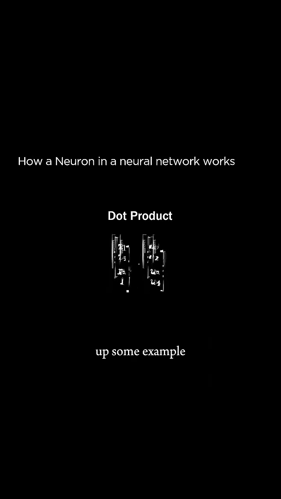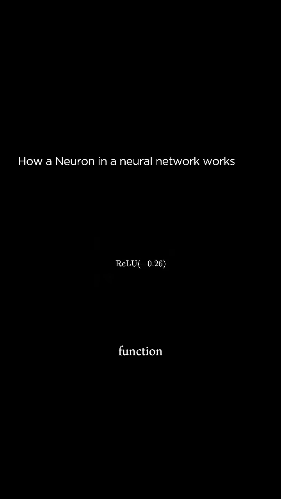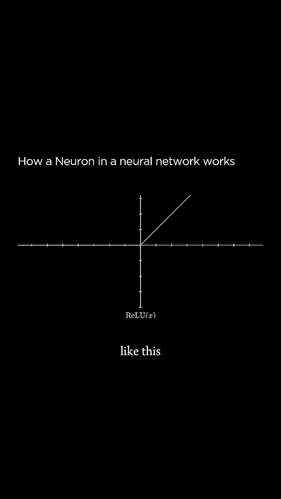Let's just make up some example values. To take the dot product, we multiply each input by each weight and then add them all up. Finally, this dot product is then passed to a very simple activation function, in this case a ReLU, which here returns 0. A ReLU looks like this. The activation function defines the neuron's mathematical shape, while the weights shift and squeeze and stretch that shape.